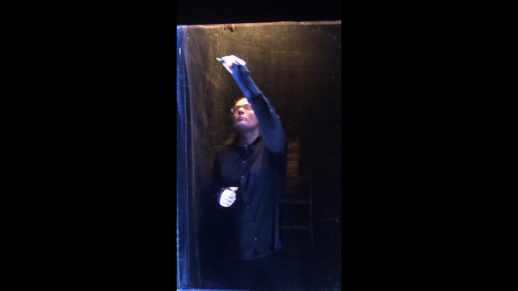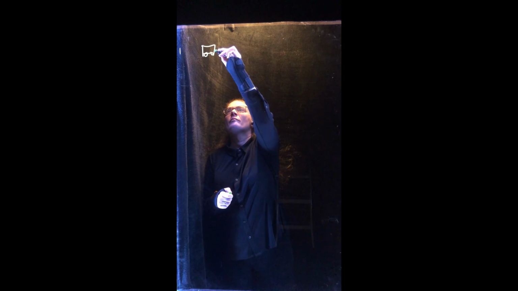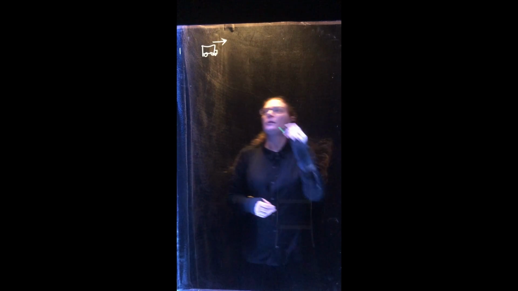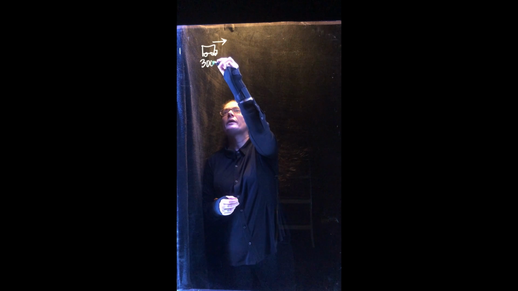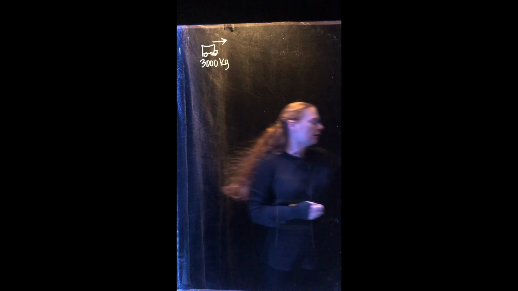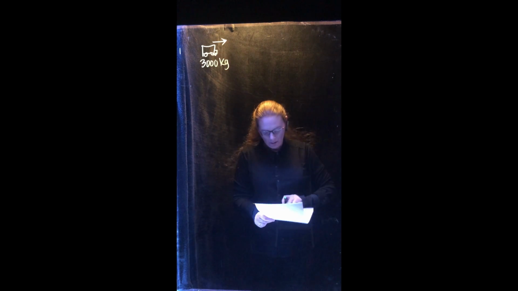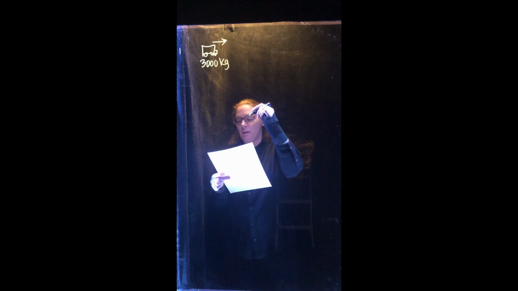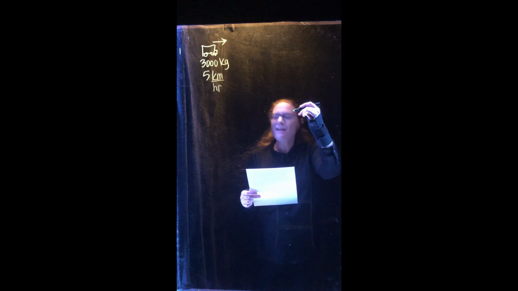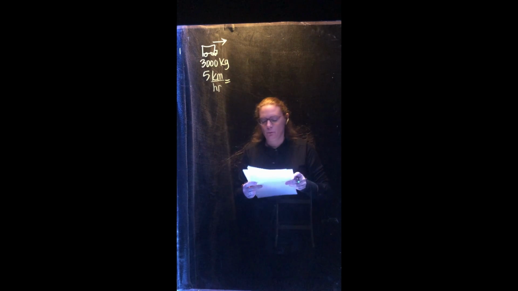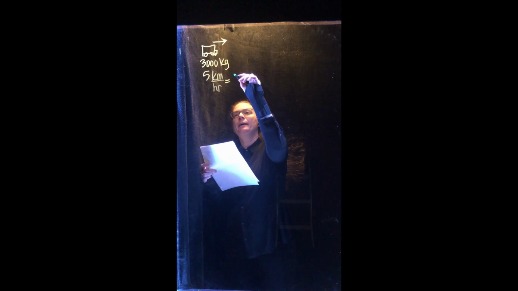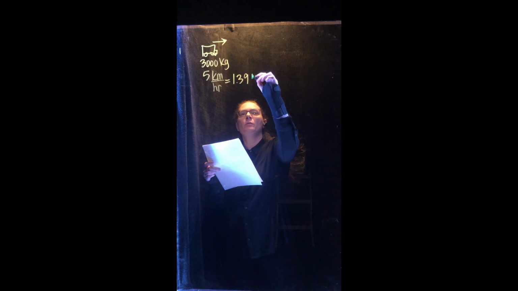Okay, 1,000 kilogram truck moving rightward with a speed, okay. Oh, 3,000 kilogram truck moving rightward. Okay, I'll make this bigger. So we have a 3,000 kilogram truck moving rightward with a speed of 5 kilometers an hour. And I stop and I say, man, units. Let's convert that. What do I get if I convert that to meters per second? I get 1.39 meters per second.